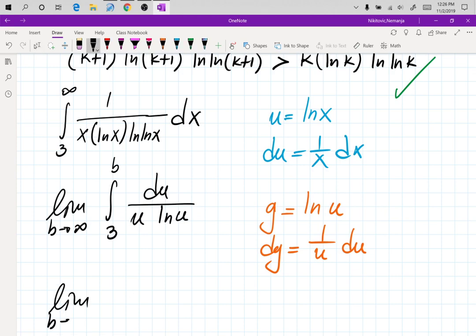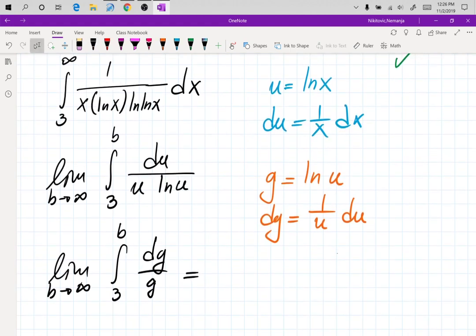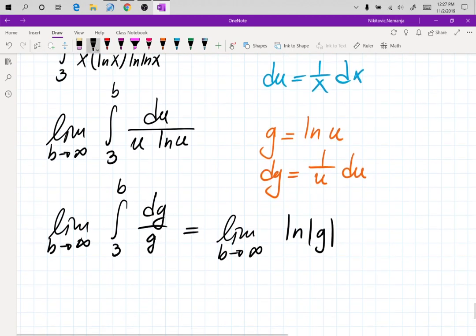Limit as b goes to infinity, integral, we know this is bad, but such is life. And we get dg over g. Right, your ln u is g, and du over u is dg. So dg over g. What's the integral of dg over g? Absolute value of ln g. ln absolute value of g, computed from 3 to b, but we have to go back to x.